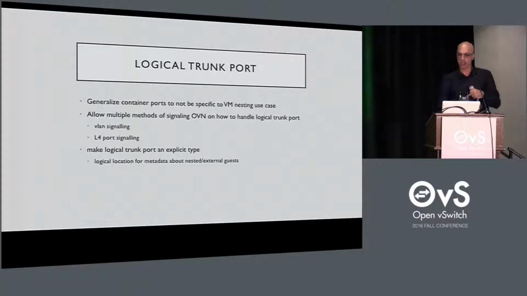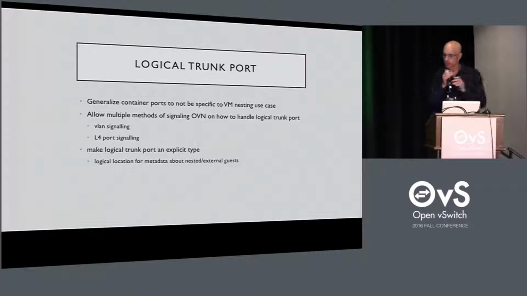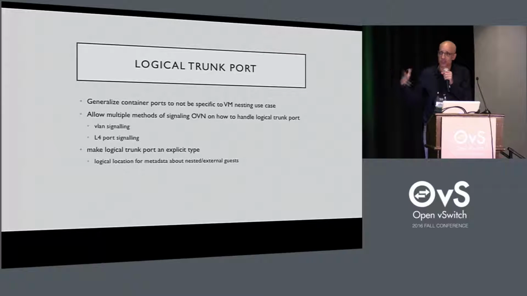And then on the logical trunk port, I'd like to see the container ports not be treated so specifically, so we could use different methods of signaling. And I think there's some interesting potential. Right now, it doesn't feel quite right that the trunk port just looks like a regular LSP. There's nothing on it to show that it's different. So even if there was an external ID or something, you can infer it by searching for child ports that have it as the parent.